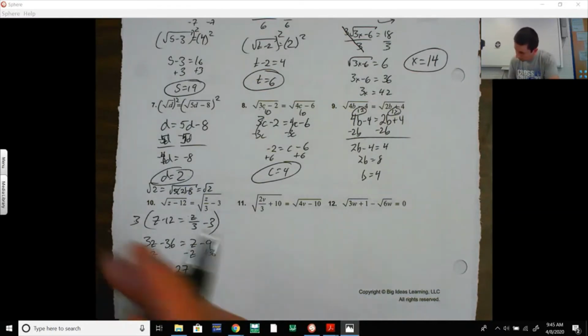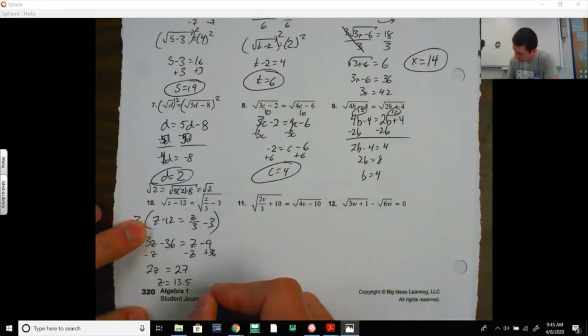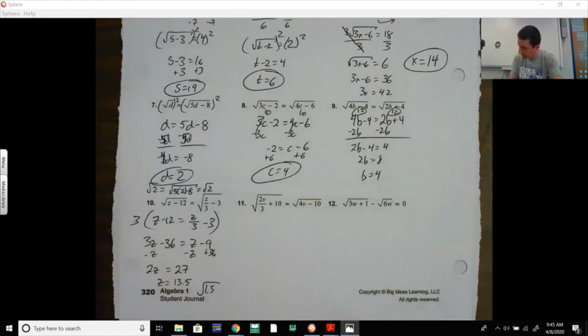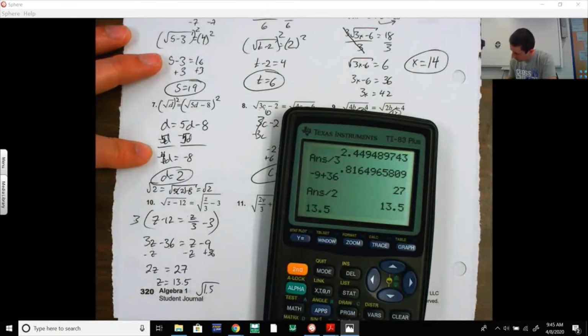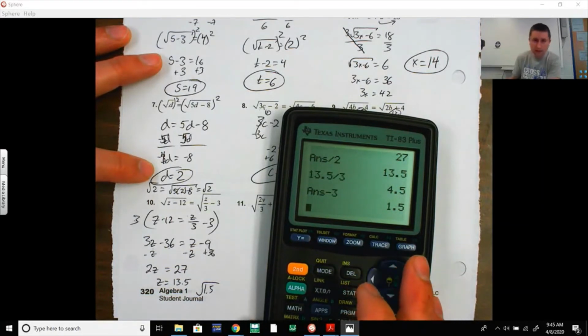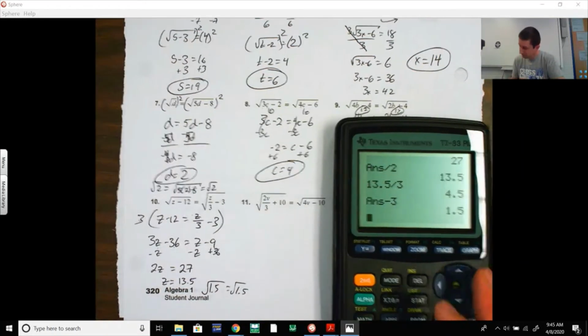Alright, so let's check that. Let's see if we did something right. So 13.5 minus 12 is 1.5. So I get square root of 1.5 on that side. And on the right side, if I take 13.5, this is where I think divided by 3, that's 4.5 minus 3, I get the 1.5. We did it right. So I got some weird numbers, but when I plug them in, I get the same thing on both sides. So we're okay.